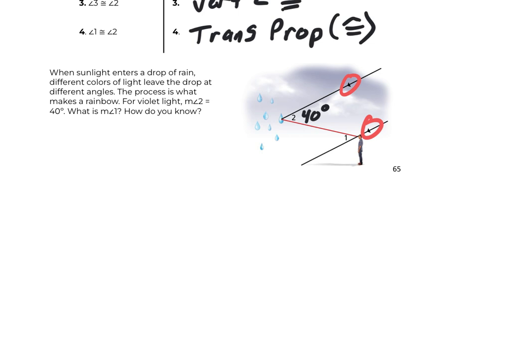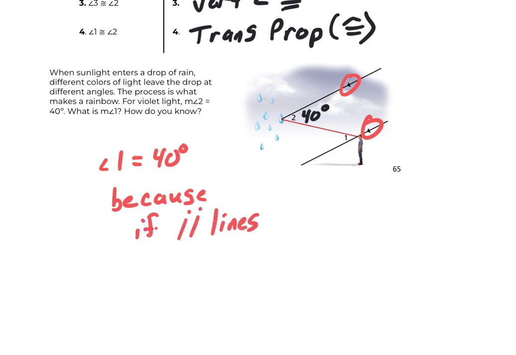And right here, these two symbols are the key, okay? If those two lines are parallel, what kind of angles are 1 and 2? Alternate interior, okay? And what do we know about the relationship of alternate interior angles? They're congruent, okay? So we're going to say angle 1 equals 40 degrees because if we have parallel lines, then alternate interior angles are congruent.